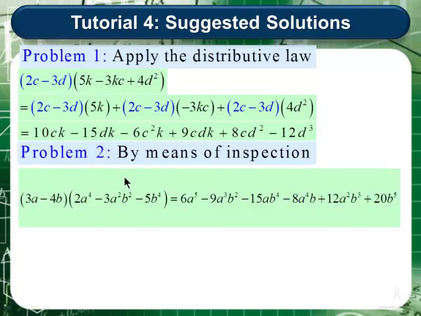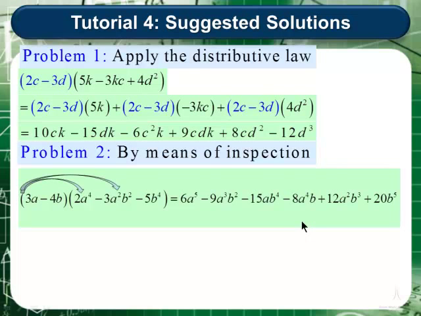In the second problem, we had to, by means of inspection, expand this particular product. What does that mean? Take each term from the binomial on the left, 3a in this case is the first term, and multiply it with each one of the terms of the trinomial on the right hand side of this particular product, and do the same for the second term, multiply it with each of these terms, and then you also get an expression consisting of 6 terms in such a case, and all the terms in this case are also different, so no simplification possible at this stage.